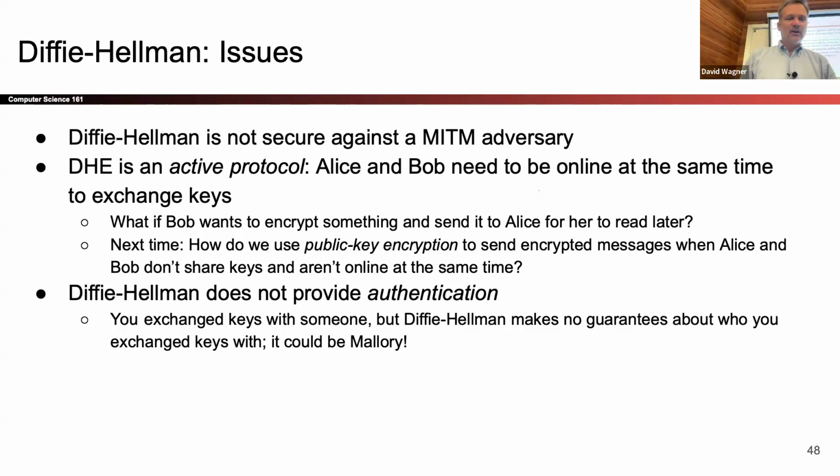And another, and I guess very closely related, maybe it's the same vulnerability in some sense, is it doesn't provide authentication. When Alice and Bob do Diffie-Hellman, Alice can't authenticate that it's Bob that she's talking to and shared the key with. She knows that she shared a key with someone, but she can't know who, because it could actually be Mallory who's pretending to be Bob who's sending these messages and receiving them.